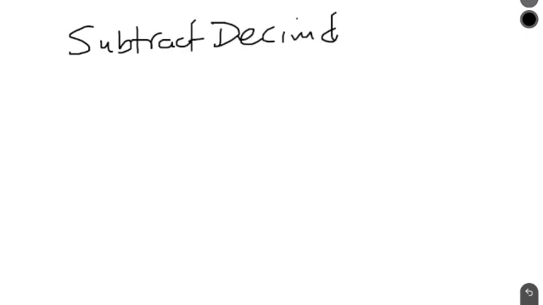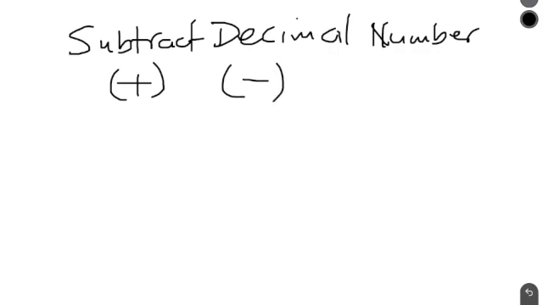In this video today, we are looking at how to subtract decimal numbers. Subtracting decimal numbers is a lot like adding decimal numbers, but the only difference is that instead of the positive or addition sign, you have the negative sign or the subtraction sign. It's also a lot like subtracting positive numbers or positive integers.